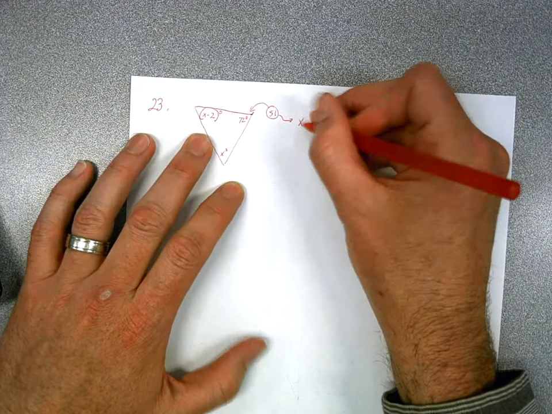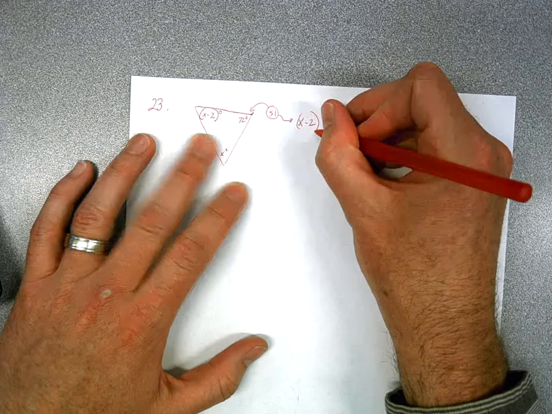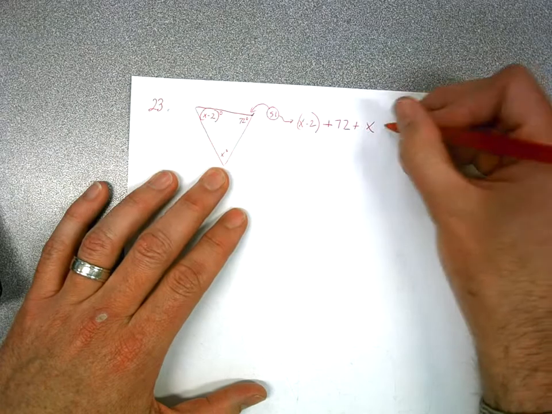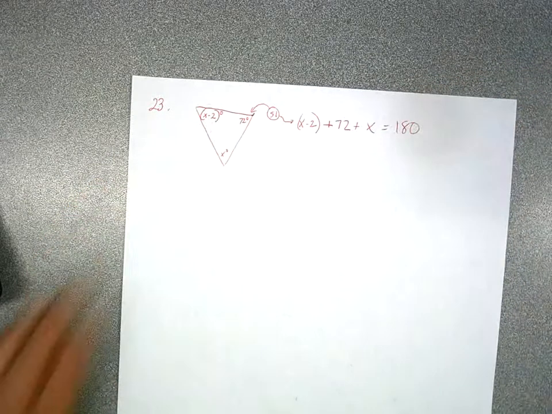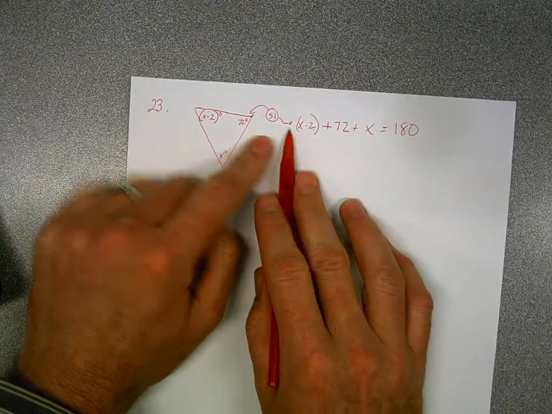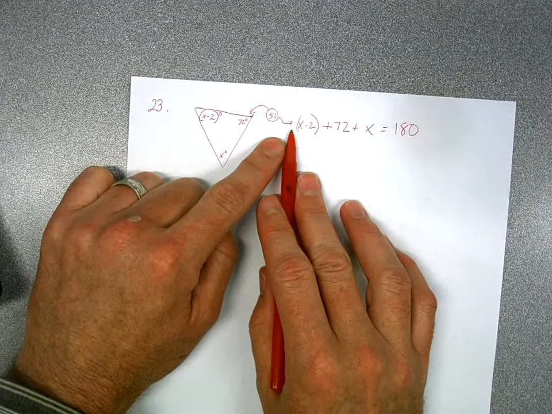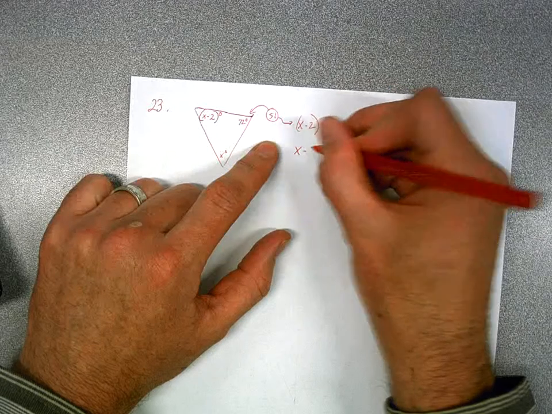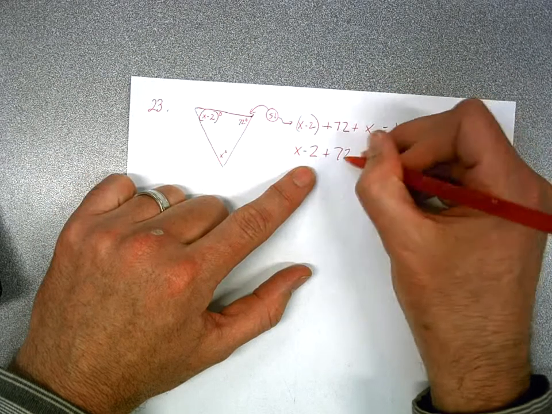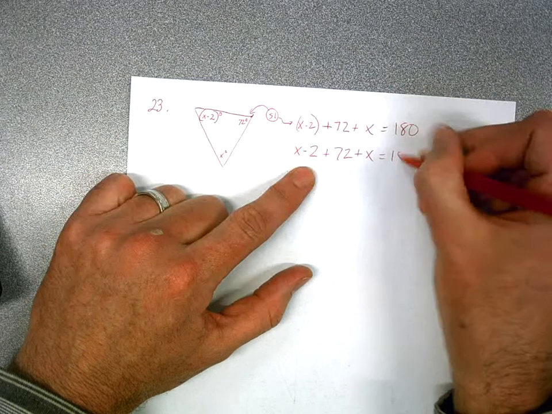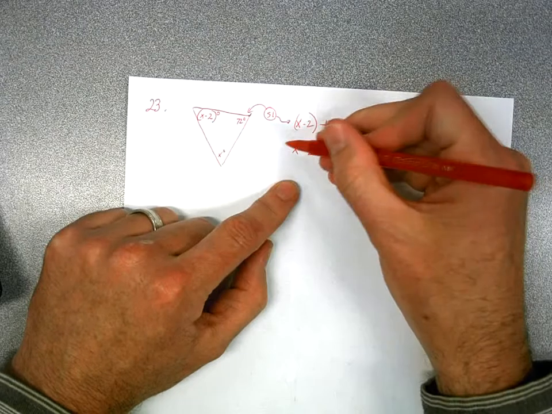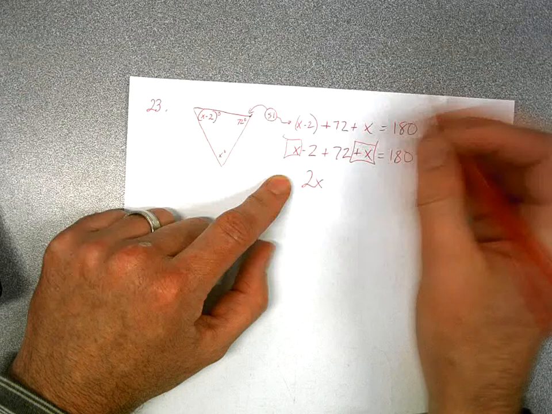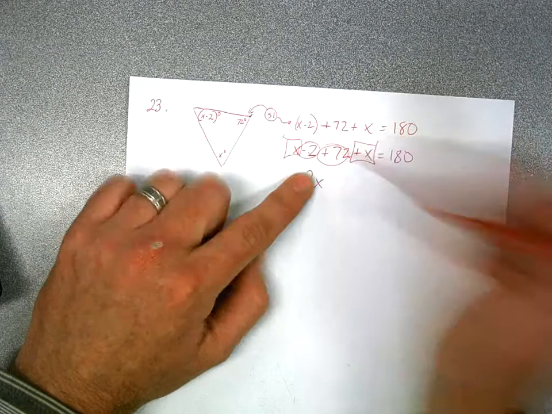So we have x minus 2 plus 72 plus x equals 180. Now, because in front of the parentheses has a positive value, because there's no sign there, I can actually just drop the parentheses and say x minus 2 plus 72 plus x equals 180. Now on this side, if I can combine like terms, x plus x is 2x. 72 minus 2 is a positive 70.